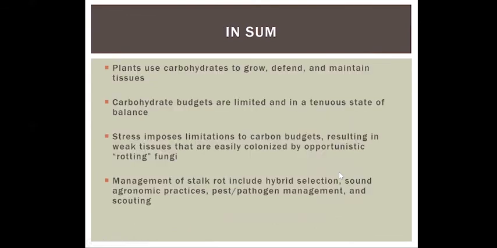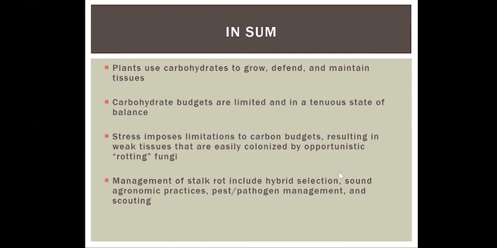stalk rots, in general, it's not a particular super aggressive pathogen that causes the issue. Oftentimes it's due to plants being under stress because our corn is using carbohydrates from photosynthesis to grow, defend, and maintain itself, and it has this limited budget that it has to balance. And when we start to produce our ears, those carbohydrates start to get shunted to the ears, and they have to come from somewhere. If it can't get them from the foliage, it has to get them from the roots and the stalks. That makes things a lot easier for some of these opportunistic rotting fungi to enter and cause problems.